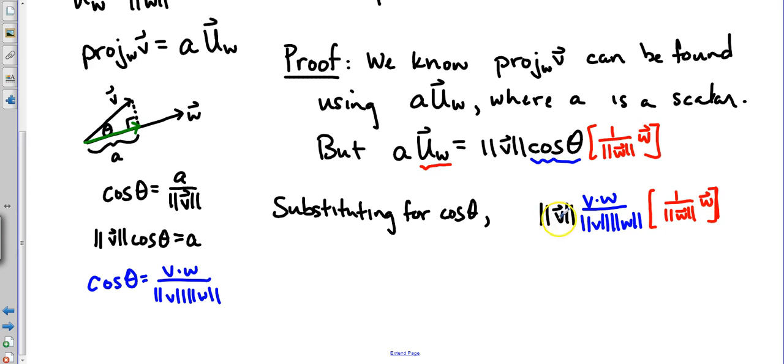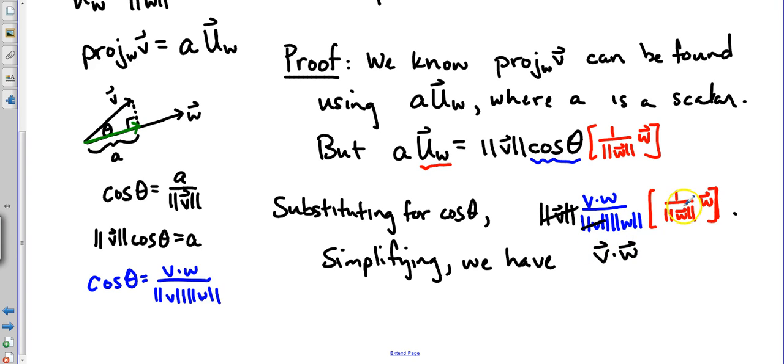We've got the magnitude of v in the numerator and in the denominator. So that's gone there. So simplifying, we have our magnitudes of v gone. I'm still left with a v dot w in the numerator. In the denominator, I've got the magnitude of w times the magnitude of w, which is the magnitude of w squared. And now I've got w left on the outside, and we're done.